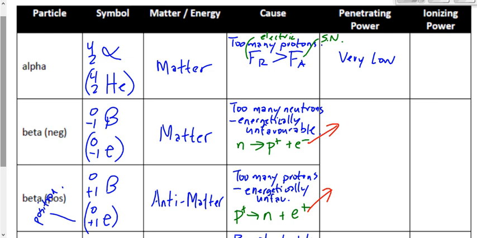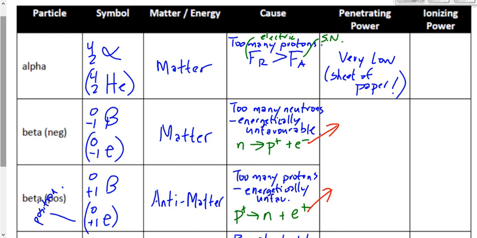Because all I have to do to protect myself from alpha particles, in fact, I'm probably already protected because I'm dressed. All I have to do beyond that is hold up a piece of paper, and that'll shield me from an alpha particle. Because the penetrating power for alpha particles is very, very low. I'll just wear my beekeeper's outfit that keeps me completely covered, and I'll be protected from alpha particles. No problem. It's very, very low.